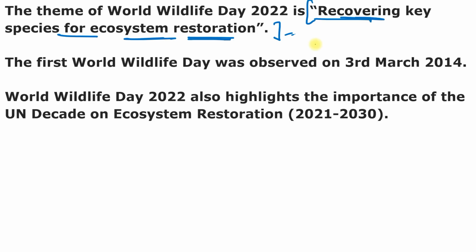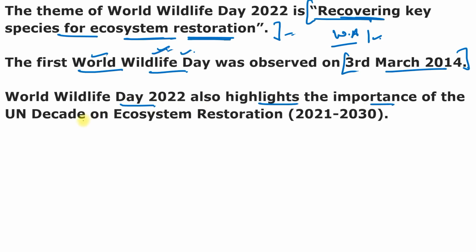The 2022 theme highlights the conservation status of some of the most critically endangered species of wild animals and plants and drives discussion towards solutions to conserve them. And the first World Wildlife Day was observed on 3rd of March 2014. Earlier this day was known as International Wildlife Day, but now it is known as World Wildlife Day. And World Wildlife Day 2022 also highlights the importance of United Nations Decade on Ecosystem Restoration, and this decade is 2021 to 30.